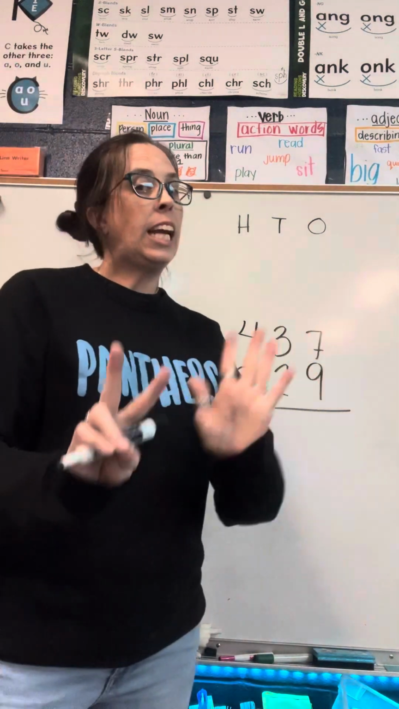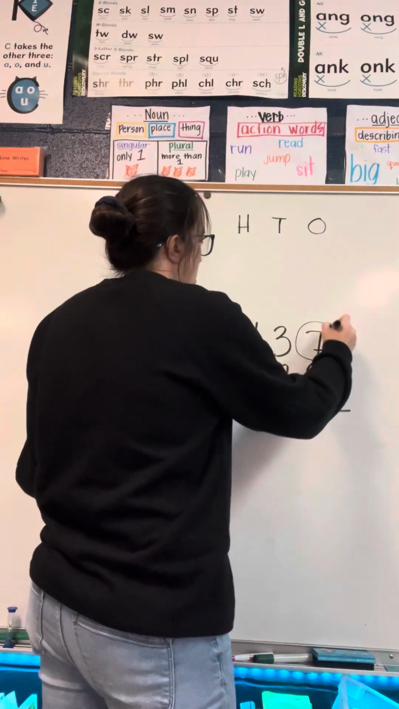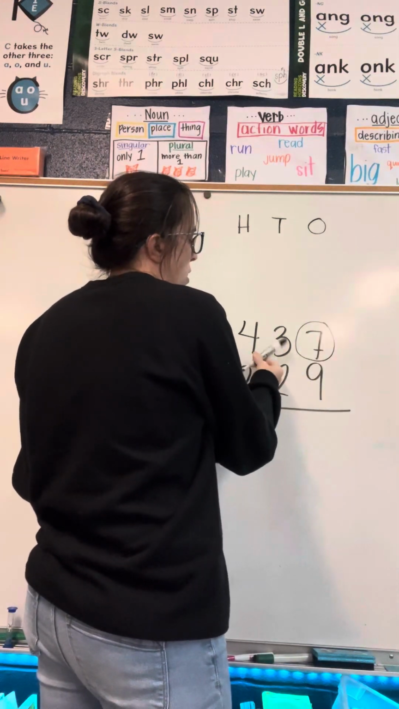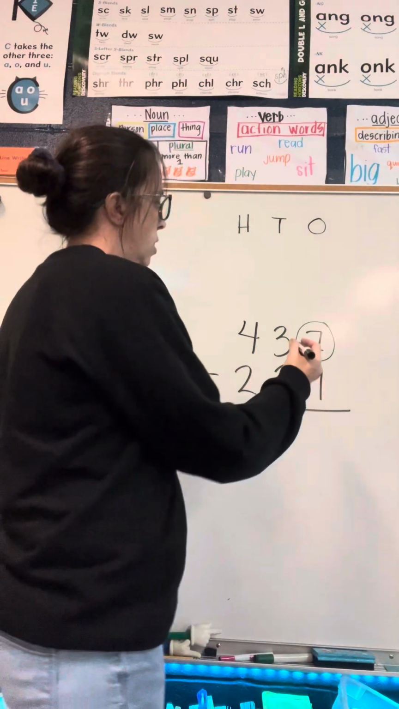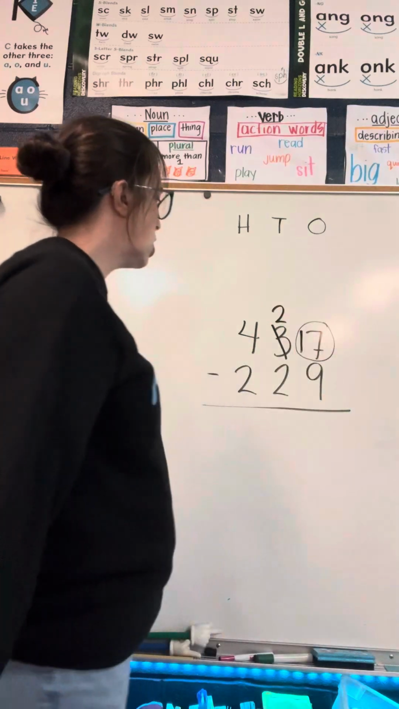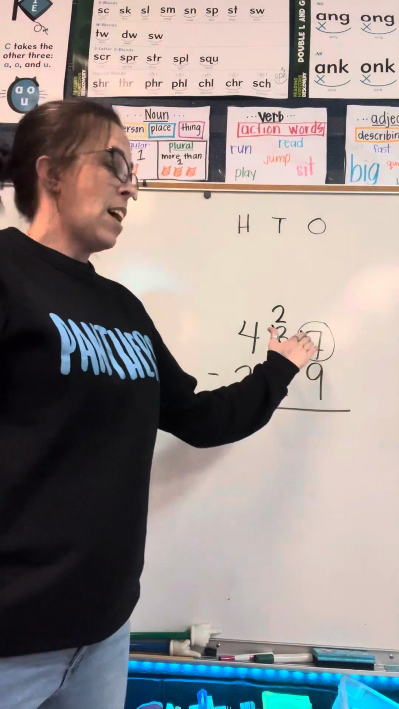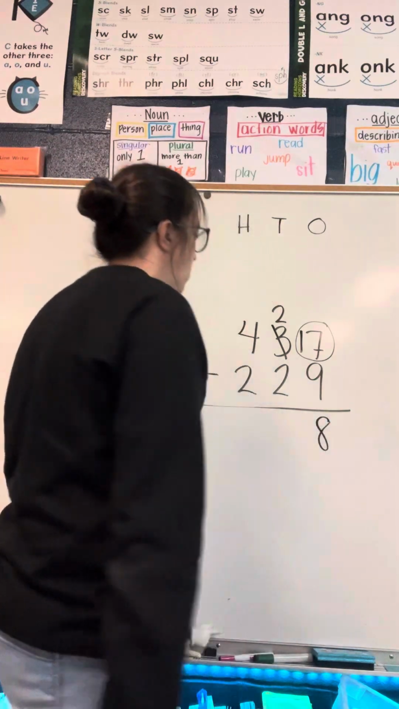All right. Have 7, can't take 9 away from that. That's not possible. Here's where I'm starting. Can't take that away. Knock, knock, knock. Can I borrow a 10? Sure. All right. There you go. He gave me one of his 10s, so now he's only got 2. 17 minus 9 equals 8.